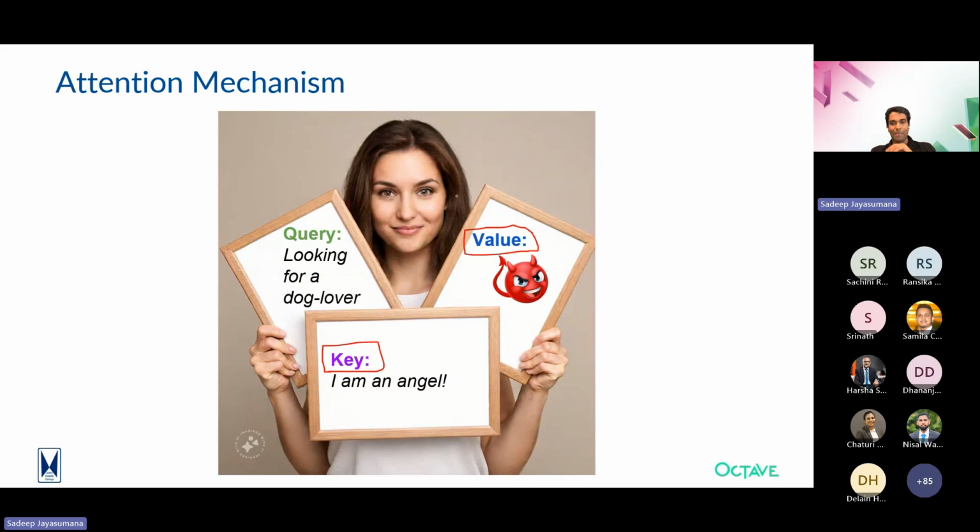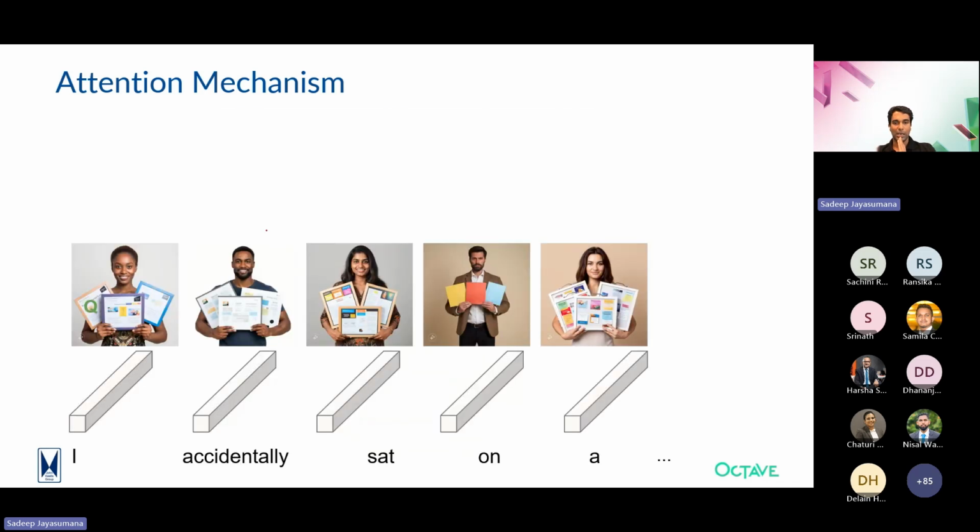There can be scenarios, in university, where you start some relationship with someone. They say that they're an angel, but it takes 4 years for you to understand that they're not what they claim to be, and by that time you are too late. So that sort of scenario can happen. The key and value can be different, and the query is what they are looking for.